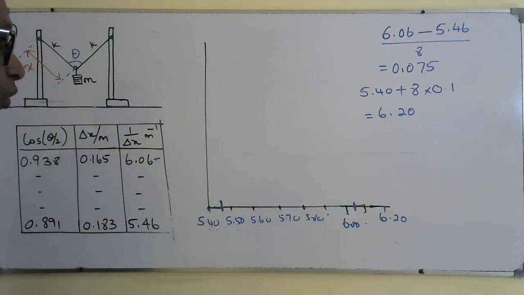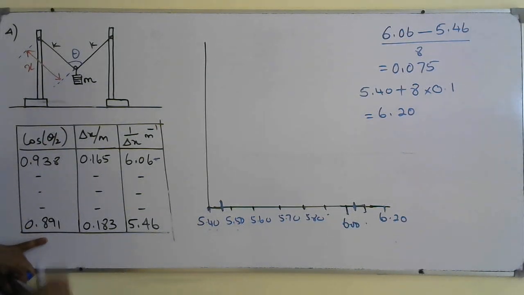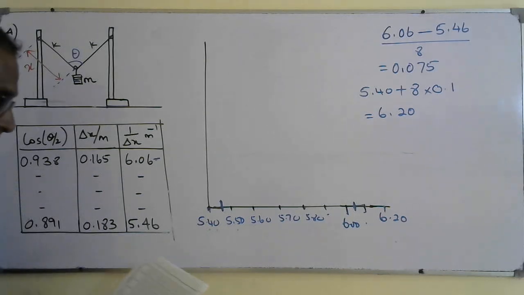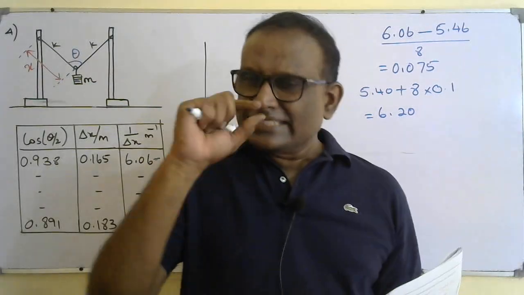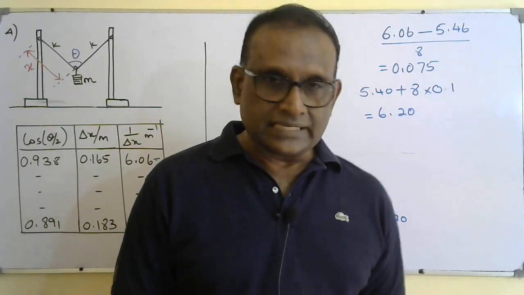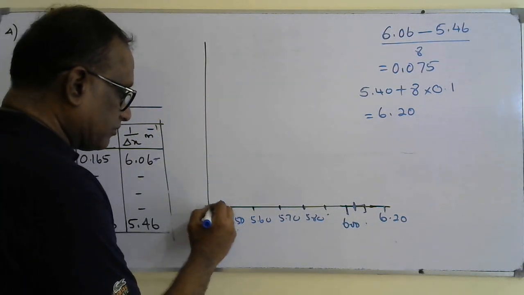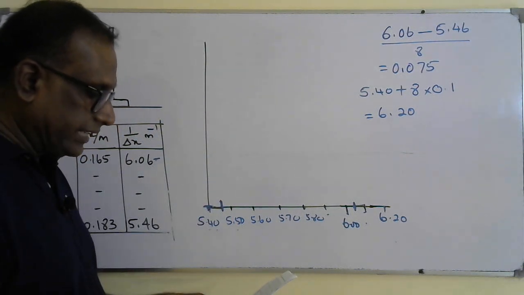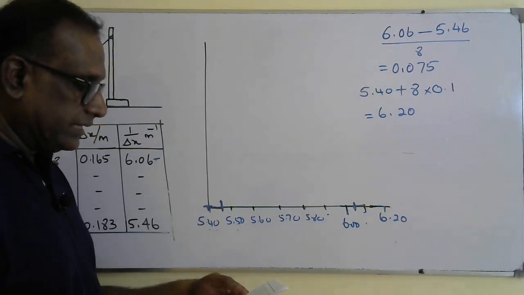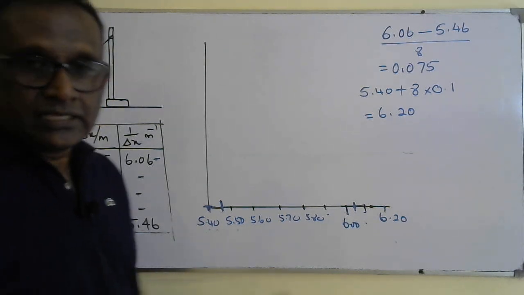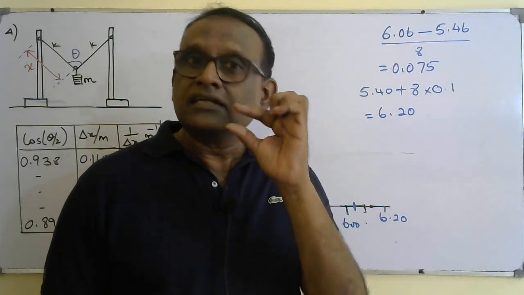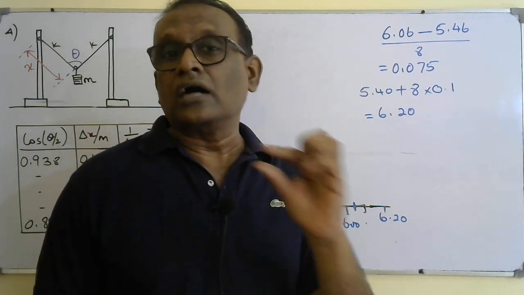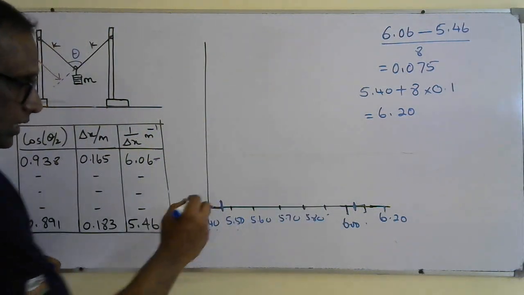In the same way, the y-axis, how can I scale it? Cos theta by 2, the smallest value is 0.891, maximum is 0.938. There also we'll take 10 small squares as one division. So except this first line, how many divisions are there? Count it. 1, 2, 3, 4, 5, 6, 7, 8, 9, 10, 11, 12 divisions are there. So each division consists of 10 tiny small squares. So there are 12 divisions. So this is the first division.